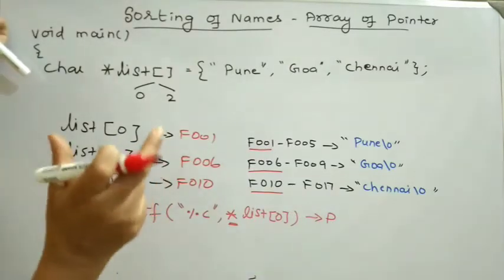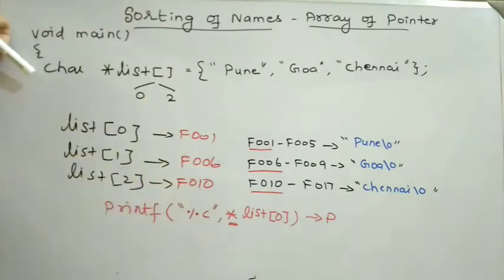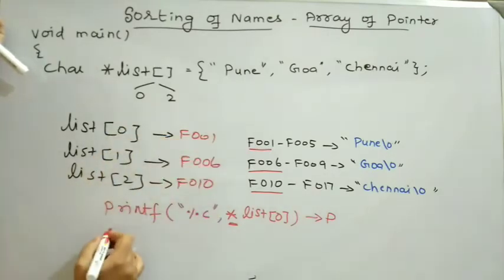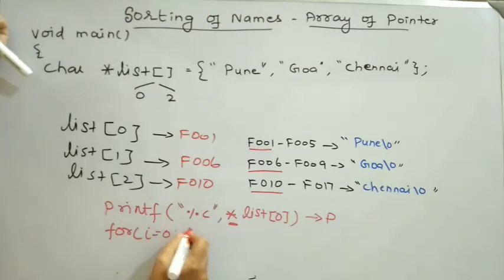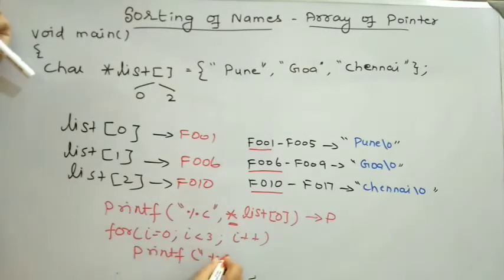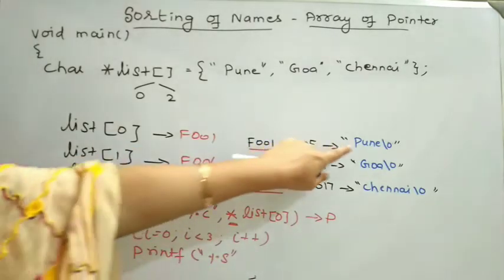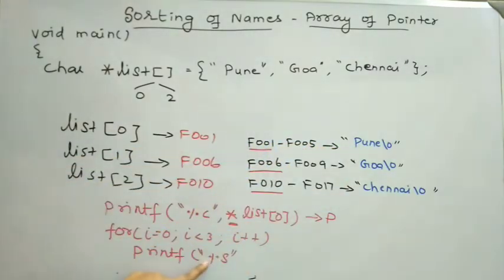If I want to print the entire string as a whole, since I have 3 string values, I am using this for loop: for i equal to 0, i less than 3, i plus plus. I can make use of the control string %s. Since I want to print the string value, I am making use of the control string %s.